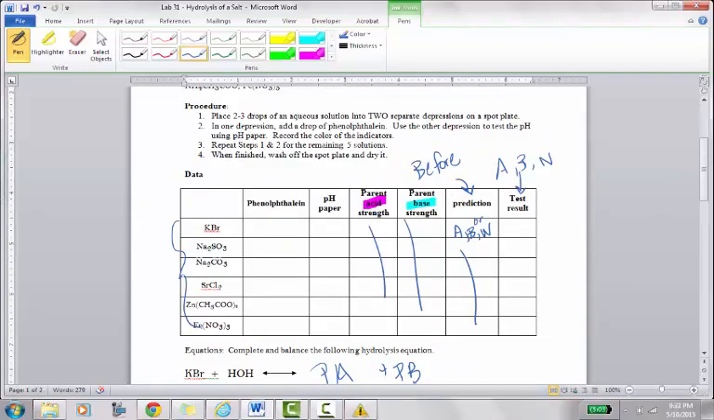The procedure is very simple. You're going to add the salt solutions to a spot plate and use the phenolphthalein and pH paper to confirm or change your predictions. You're not going to change your predictions. You're simply going to write your results down here in the last column. This column will be filled as a result of you doing the lab. That's about it. Not much else to say about this. Give it a good try, and we'll see you in lab.